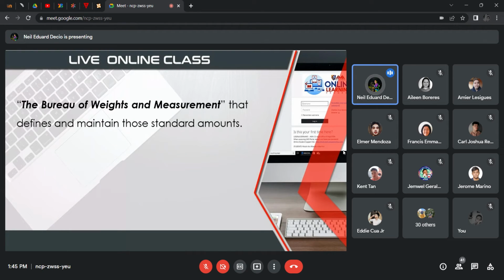I don't think we have this in the Philippines, but I think other countries have the Bureau of Weights and Measurement. This is the sector of the government that ensures that these measurements are followed strictly.